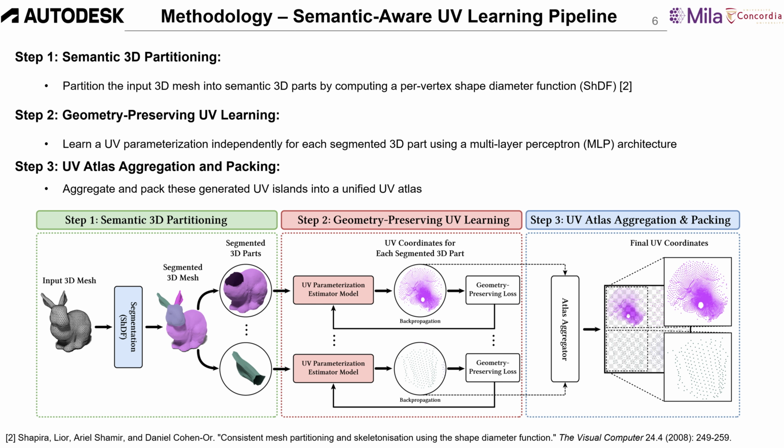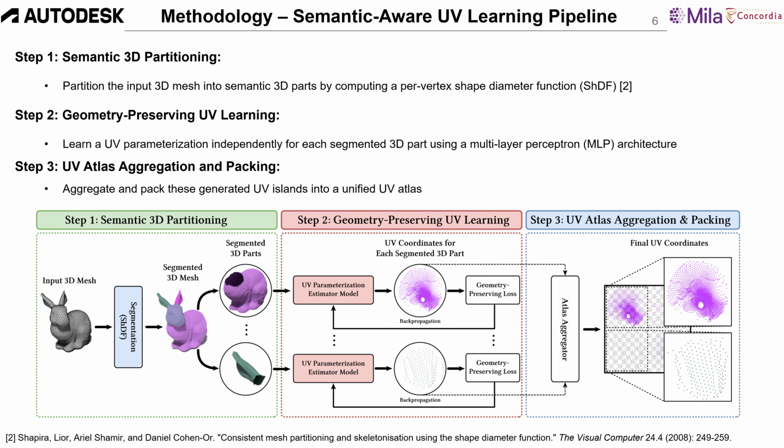For semantic awareness, the process has three steps. First, it partitions the mesh into semantic parts. Then it runs an unsupervised MLP backbone on each of those segmented parts to generate UV charts. And finally, it gathers up all those UV islands and packs them into a final UV atlas.